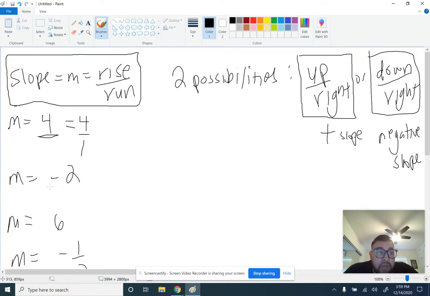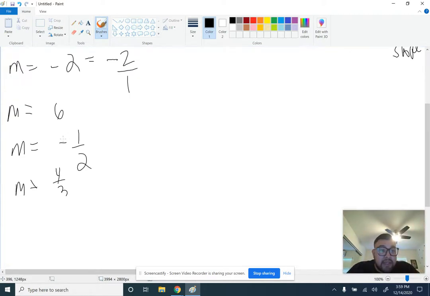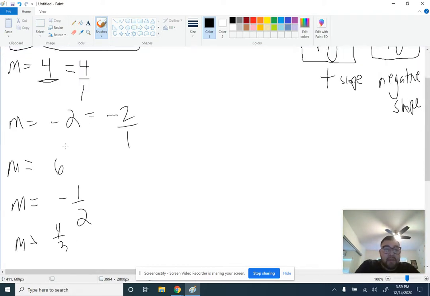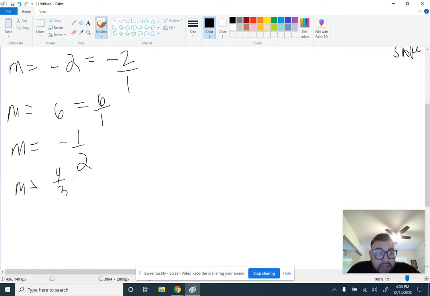So let's go through them. This 4, I already put a 1 under it. I have -2. -2 is a whole number, so I'm going to put a 1 under it. So this is considered to be -2 over 1. 6, it is a whole number, so I'm going to put a 1 under it. This is considered to be 6 over 1. And my slope m equals -1/2. This is a fraction, so it already has a vertical change over a horizontal change. And my slope is 4 over 3. Again, it already has a vertical change over a horizontal change.